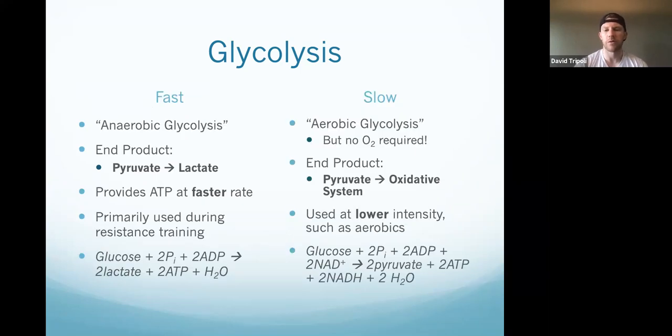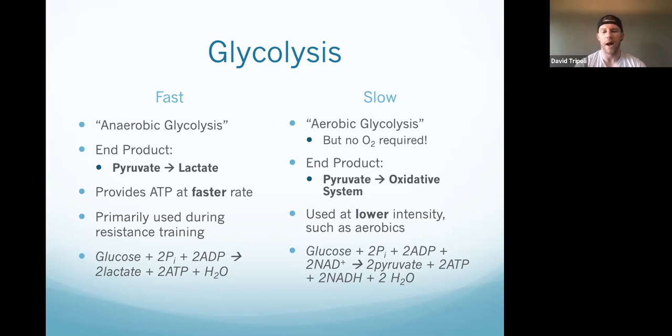So here's just the difference between fast and slow. Fast anaerobic glycolysis: the end product is what's called lactate, not lactic acid. We'll talk about that a little bit. It provides ATP at a faster rate than slow glycolysis, so you have this kind of differentiation between the two. It can be primarily used during resistance training, so think of you trying to overcome a force for a while. 2 minutes of exercise is a lot with resistance training.